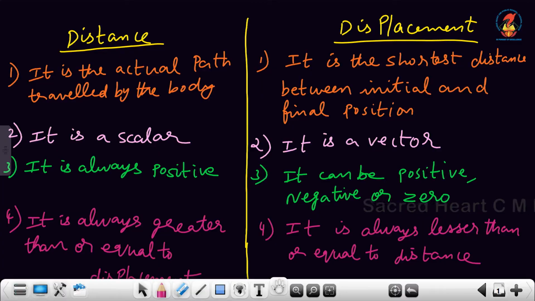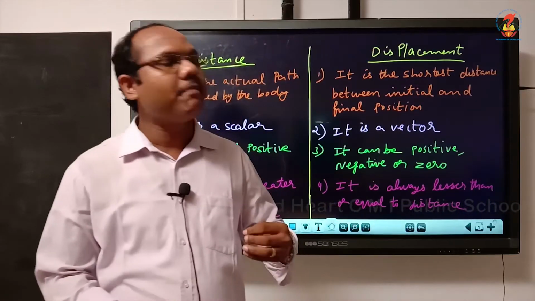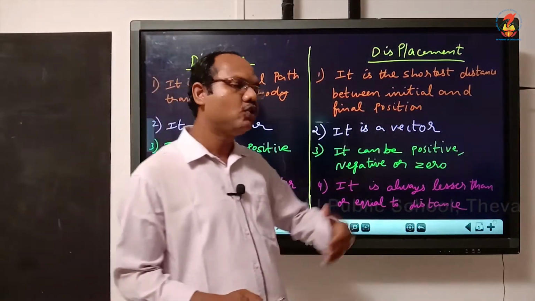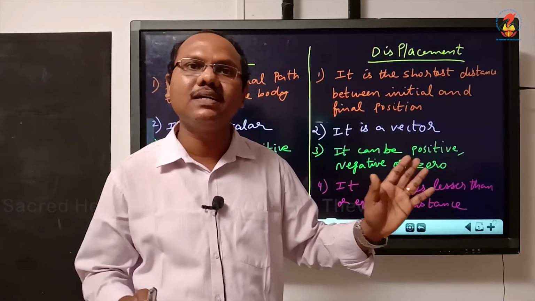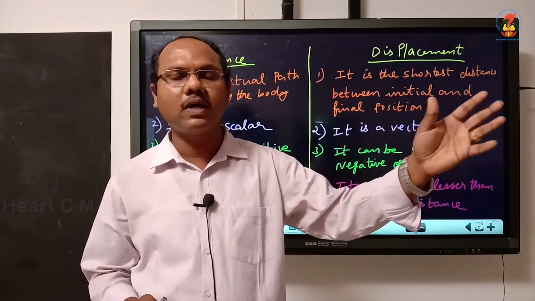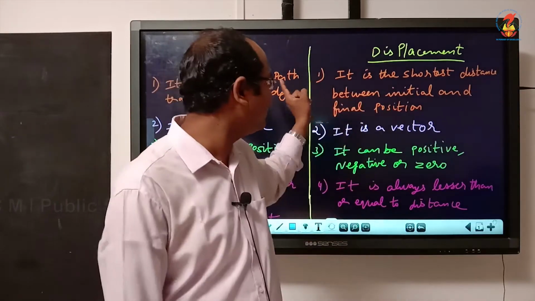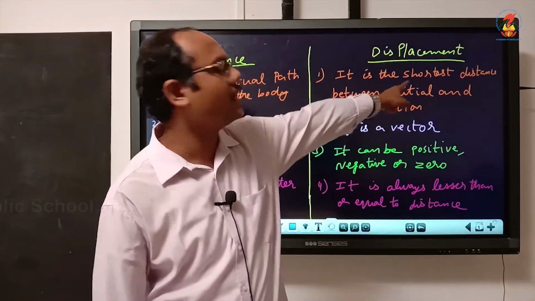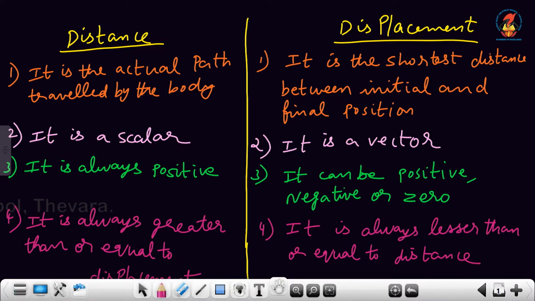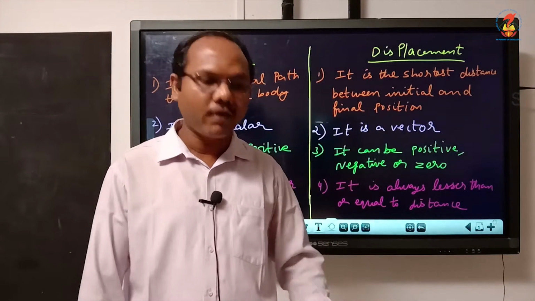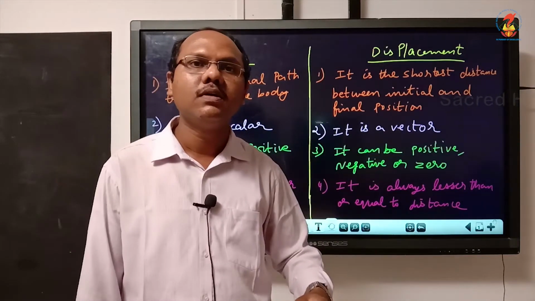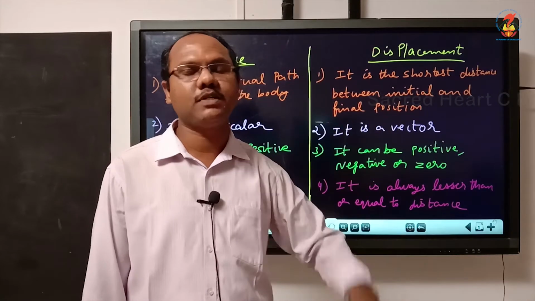It is the actual path travelled by the body. Say for example, I am going from school to home. The actual path travelled by me is called distance. So the roads are curved, so I have to move in a curved path. That is distance. Now what is displacement? It is the shortest distance between initial and final position. That means if I draw a straight line from my school to my home, that straight line is the displacement.